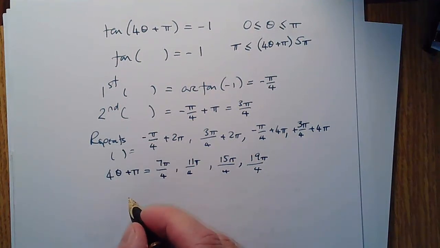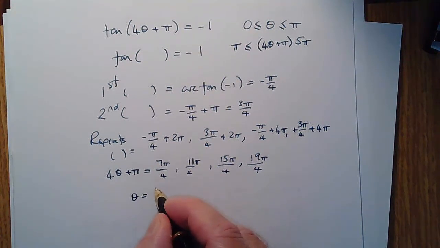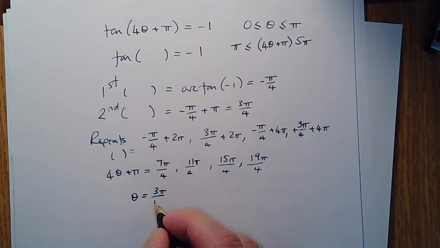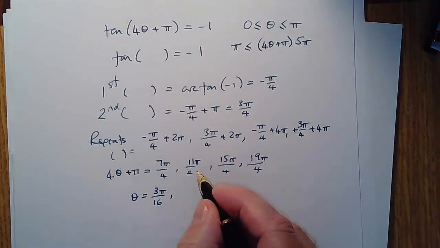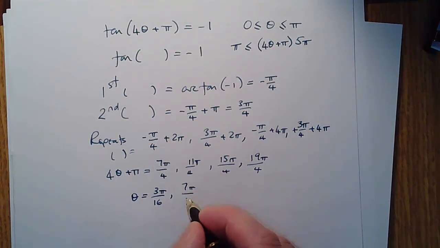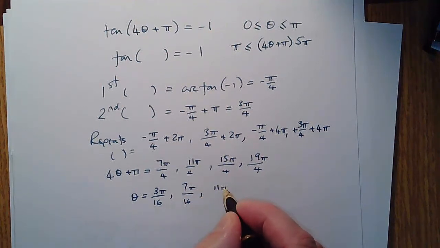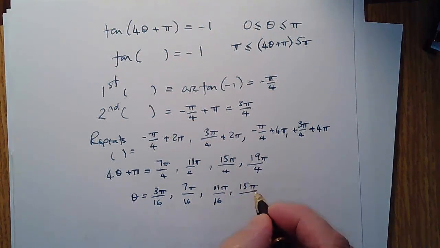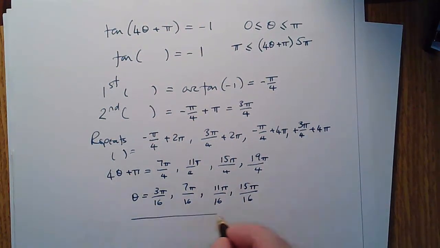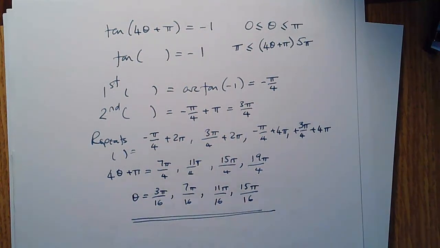So for the first one, take pi away, it's 3 pi by 4 divided by 4. My first value for theta is going to be 3 pi by 16. And then for the next one, we're going to get 7 pi by 16, and we're going to get 11 pi by 16, and we're going to get 15 pi by 16, and that is how to get the correct 4 answers within the given interval without getting any wrong ones, without getting any gaps in the ones that we do want. Hope that helps.